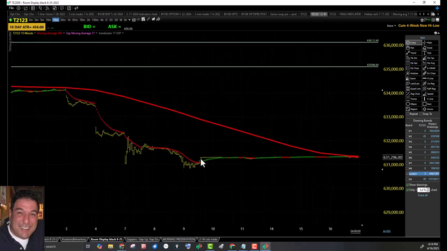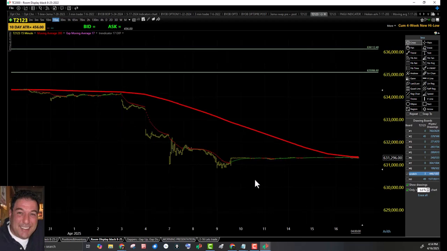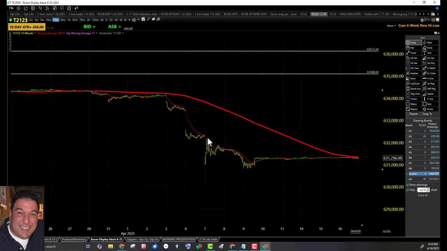T2123. We have a comatose, flatline, cardiac arrest on the T2123. All right? This is a bear flag. If you don't know what a bear flag is, this is a bear flag. From the bigger perspective, price originates up here and then moves to the right. That is a bear flag.